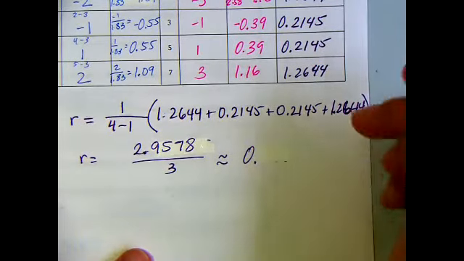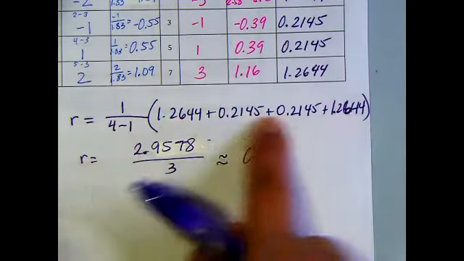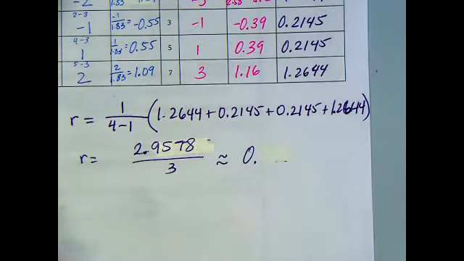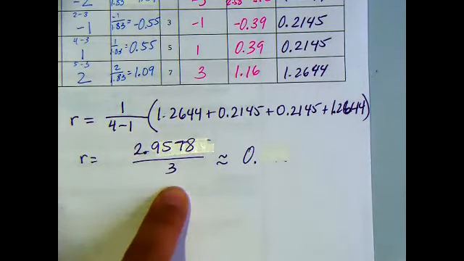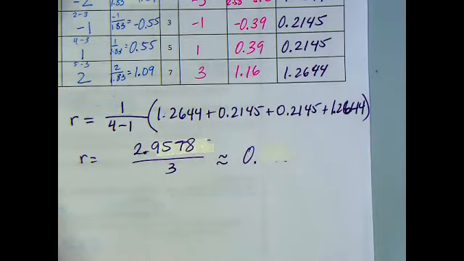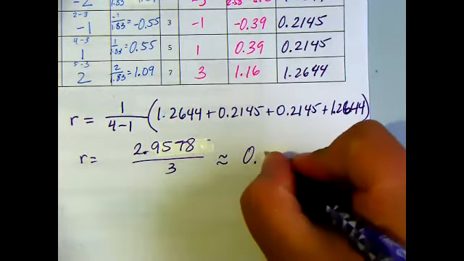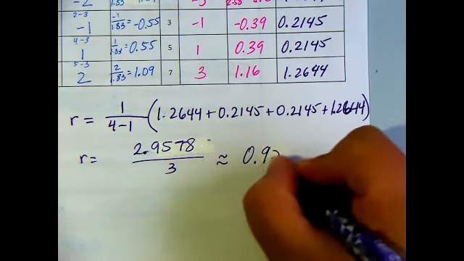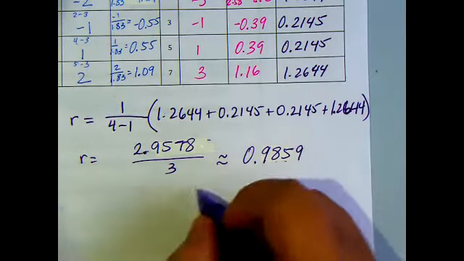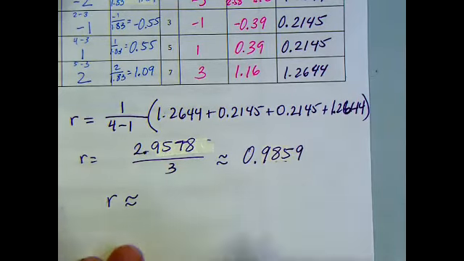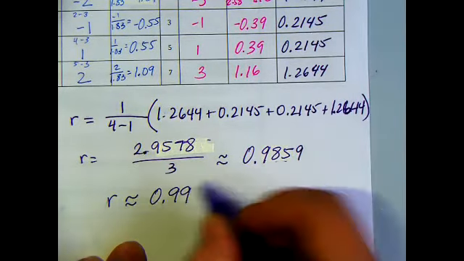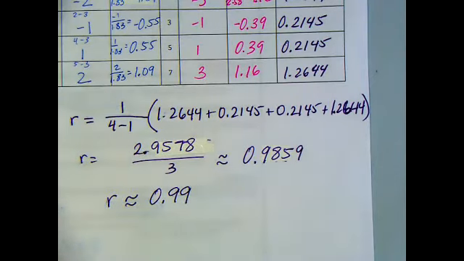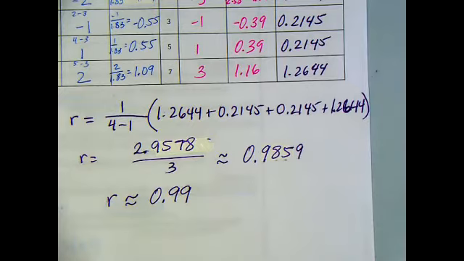Okay. So these added together give you the 2.9578 divided by your 3 from the 1 divided by 4 minus 1. And so that gives you an approximate of 0.9859, which we're going to say then that our r is equal to 0.99. So our r is positive, which means this is a positive correlation.